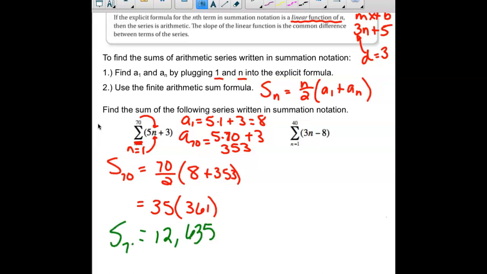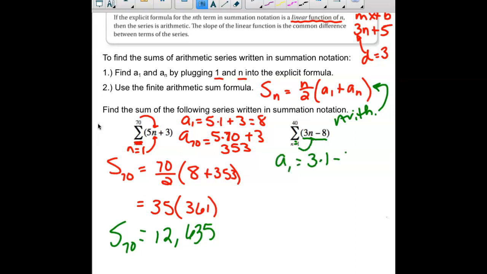All right, so that's the sum of all 70 numbers in that series. For the second one, again, notice that we have a linear expression, kind of like mx plus b. That means it is arithmetic, and we can use our arithmetic summation formula. We need to know the first and last numbers. So, again, this is a little equal sign. It's blurry. To find the first term, we're going to put in a 1.